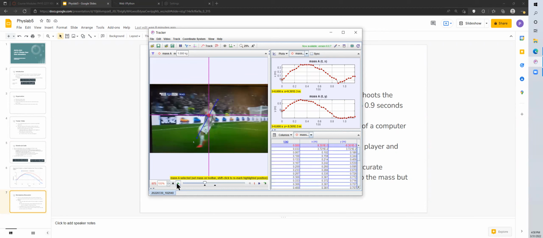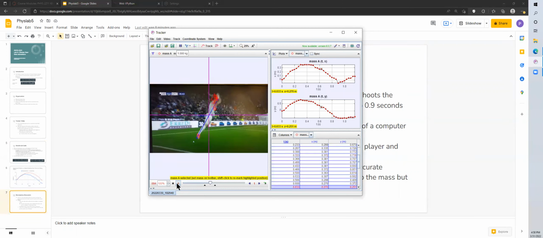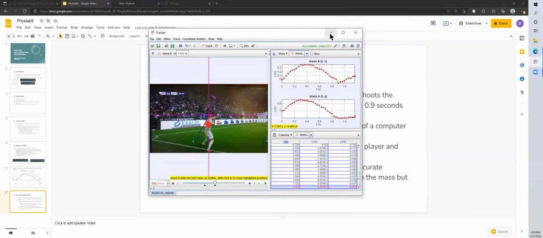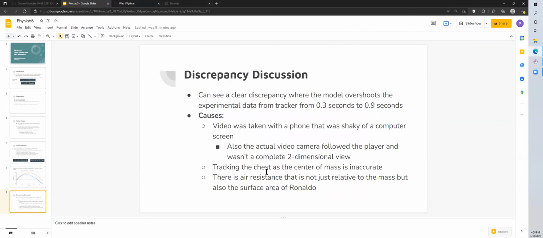And we can see that the camera actually follows his motion the entire way, which probably means that it's not going to be accurate when we try to predict it with GlowScript. And so also we can probably guess that tracking the chest as the center of mass is inaccurate because the center of his mass is probably not in his chest. It might be somewhere else, maybe a bit lower, maybe a bit higher. And also there's air resistance that is not just relative to the mass, because air resistance will also be relative to the surface area of Ronaldo. And that is something that we have not discussed yet in class. Thank you.